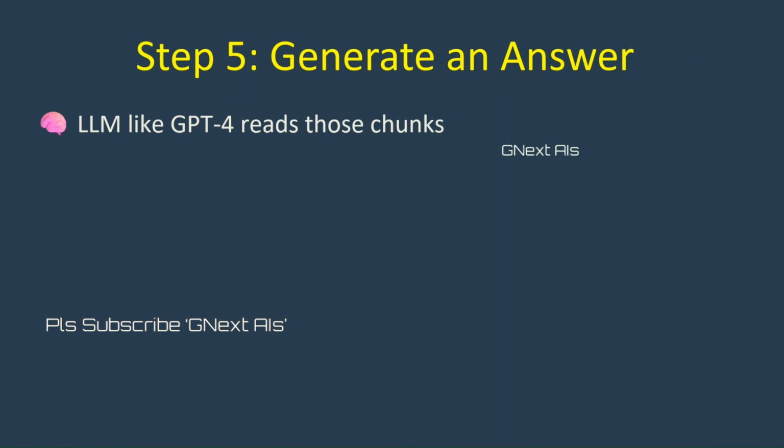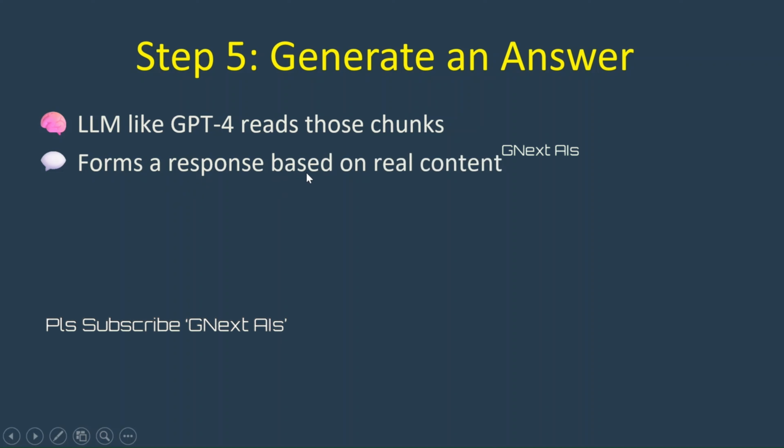Earlier, if you are not using RAG, then an LLM, let's say GPT-4, will give us output based on whatever training it was given. It may hallucinate, it may give us some normal outputs. But whenever we are feeding some files and data, it will extract from those, first read those chunks, then form a response based on the real content, right?